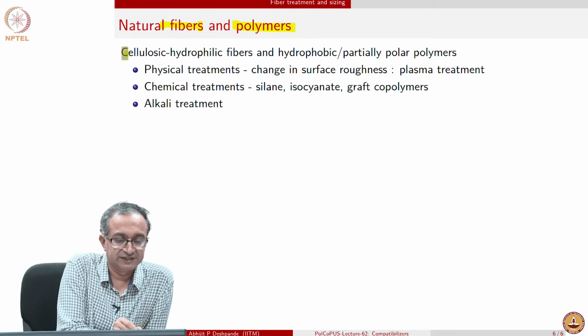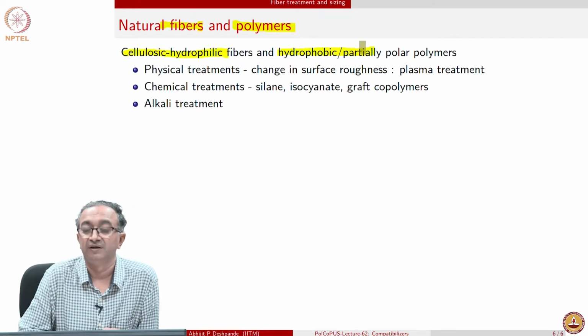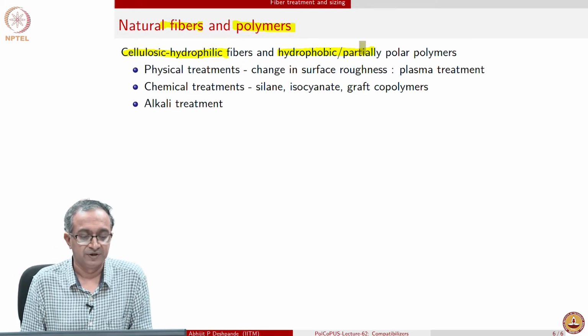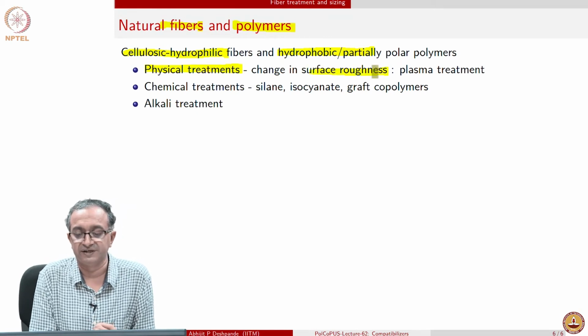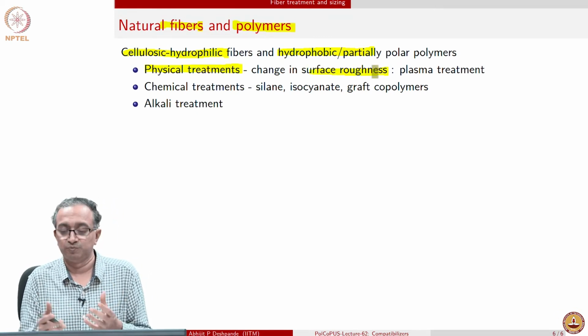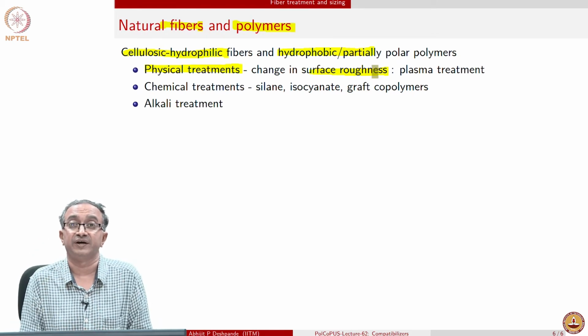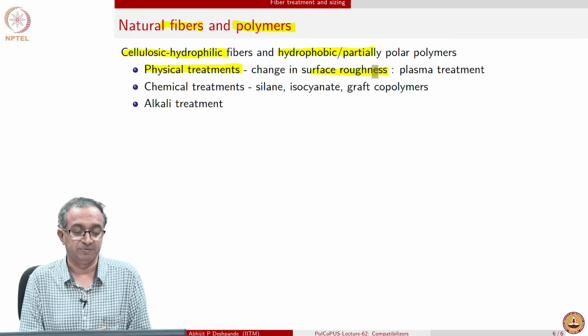So, generally as I said, cellulosic hydrophilic polymers and hydrophobic partially polar polymers, how do we compatibilize them? Generally, we can do physical treatment of the fiber, which can change the surface roughness. You can also do plasma treatment. All of these are basically influencing the surface of the natural fiber, so that better interaction between polymer matrix and natural fiber can occur.